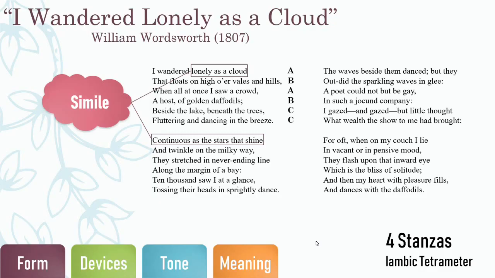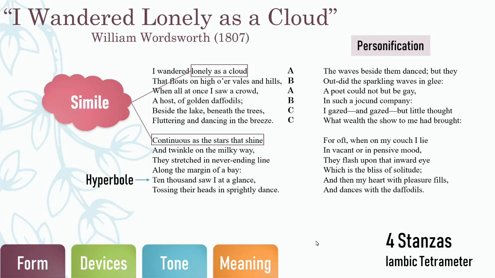Another device that we can see is the hyperbole, when the speaker states that he sees 10,000 daffodils in a never-ending line. So that's not actually true. The daffodils are not actually never-ending, but it contributes to the overall effect that this is a wide expanse of daffodils. Another important device is personification. So when the speaker gives human traits to inanimate objects, that's really significant because it's showing that man and nature aren't as far apart as they seem.